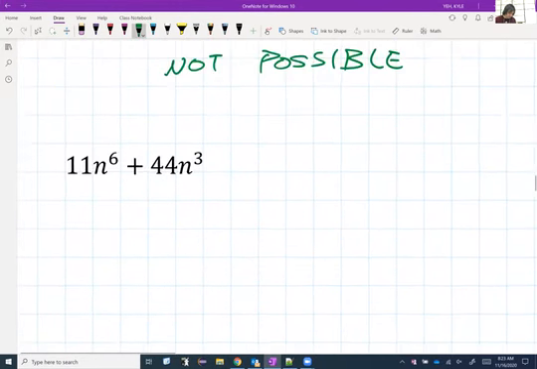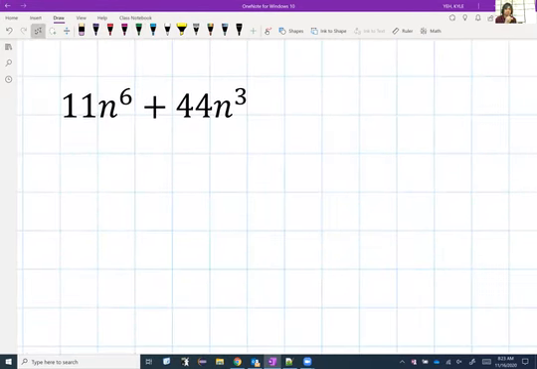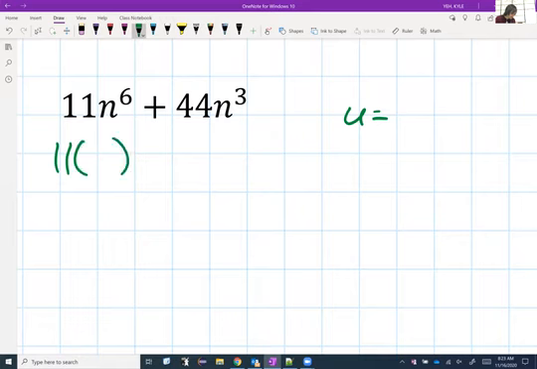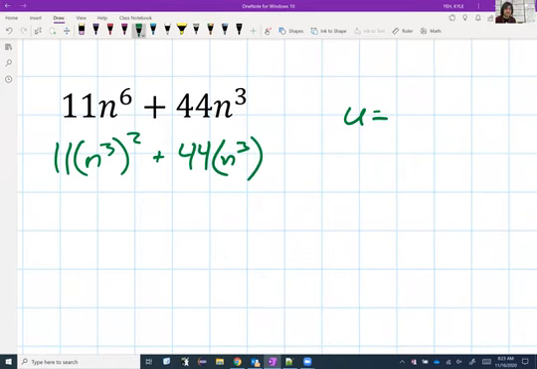What about this one? Answer is yeah. Yeah, if we wanted to, we could say u equals, well, this would have to be 11 times something squared, so n cubed. And does that work here? Plus 44 n cubed. Yes, it does.